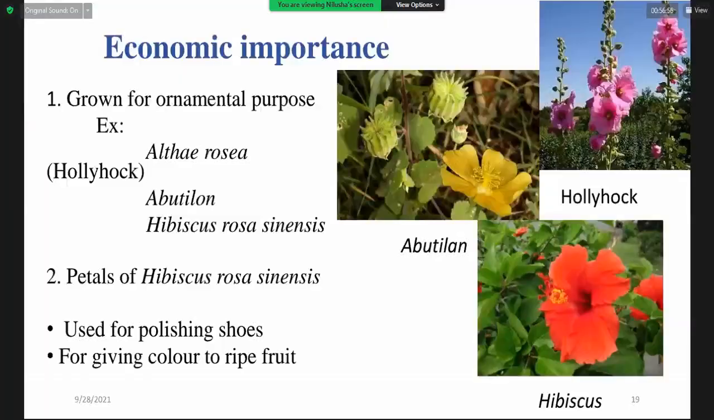Now we are going to see the economic importance of this family. Hibiscus, you already know, is the shoe flower, and Althaea rosea, that means hollyhock, is used for ornamental purposes in gardening. Also, the petals of the hibiscus flower are used for polishing shoes, and for giving color to ripe fruit.